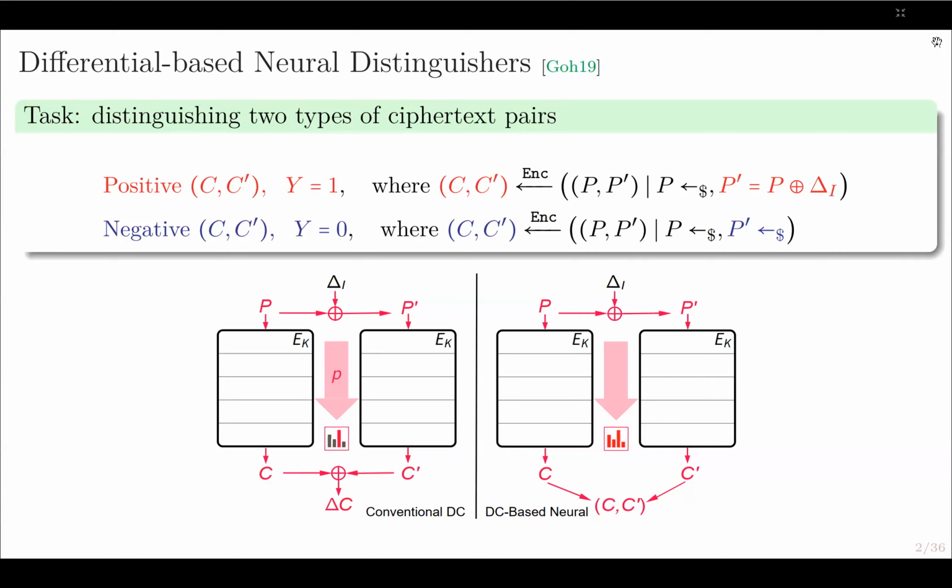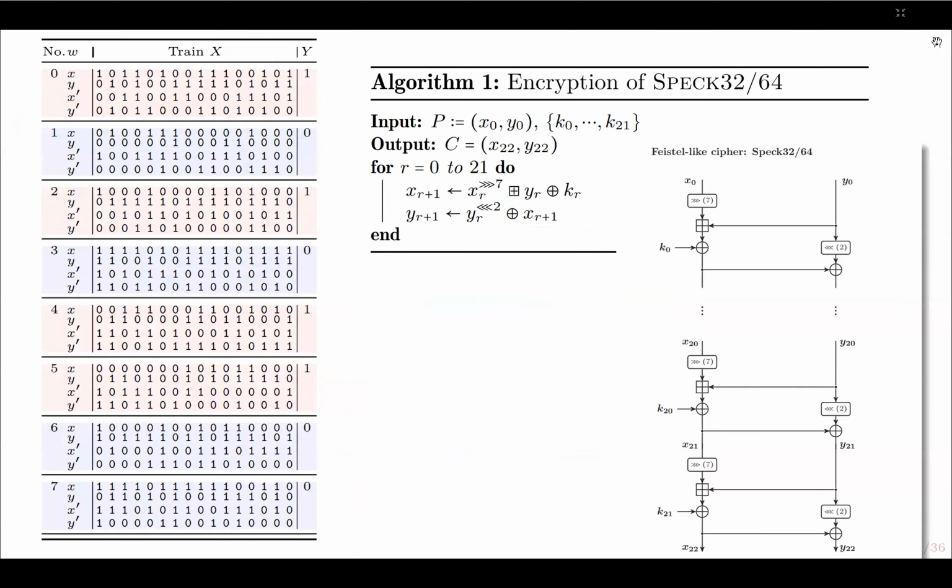But different from conventional differential cryptanalysis, where the output difference is specified, the neural network accepts the ciphertext pairs. The target cipher is the smallest version of the lightweight block cipher Speck with 32-bit block, and it is an ARX cipher that uses modular addition to provide the non-linearity.